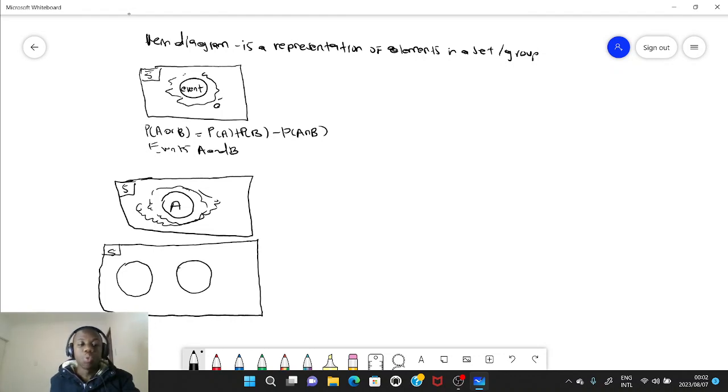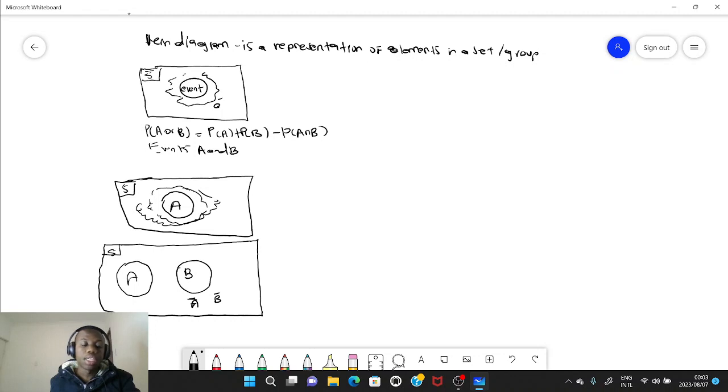Now listen to me. You draw your box, and then you have two circles, and you have to name the circles since you are dealing with two different events. The first circle will be my event A, the second circle will be my event B. What's not within a circle are the elements that are not taking part in A and not taking part in B. In this case, they are included.